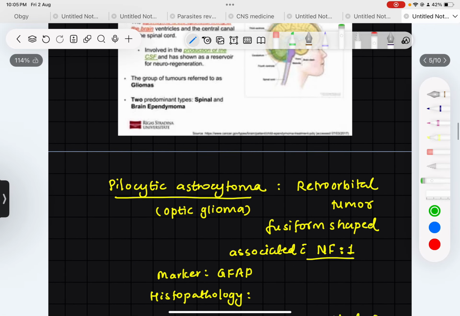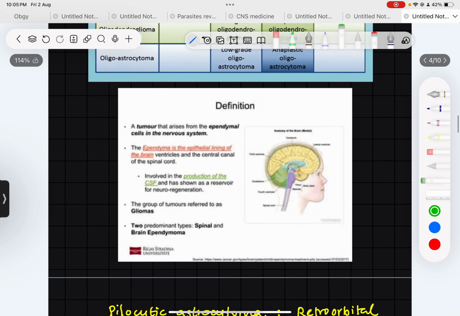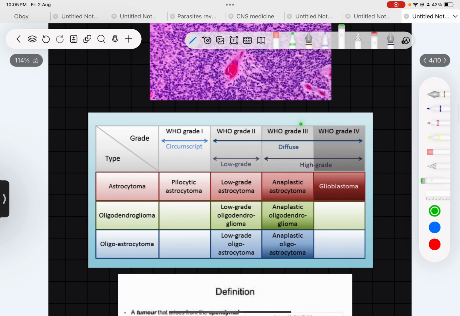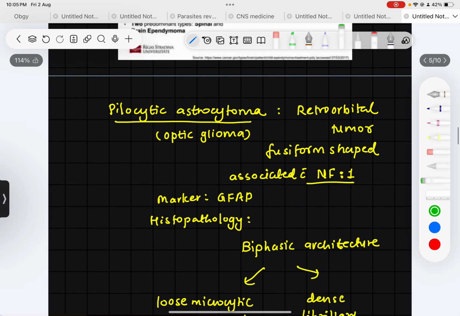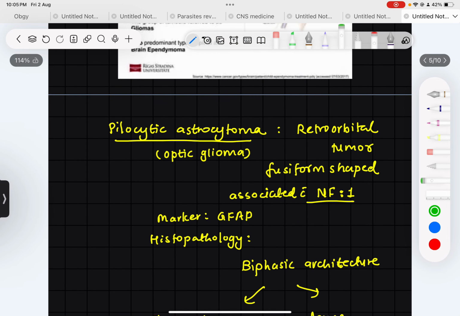Now this pilocytic astrocytoma, so we have the WHO grade classification. For astrocytoma, pilocytic astrocytoma is grade 1. It is actually a benign tumor, and pilocytic astrocytoma is the most common benign tumor in children.